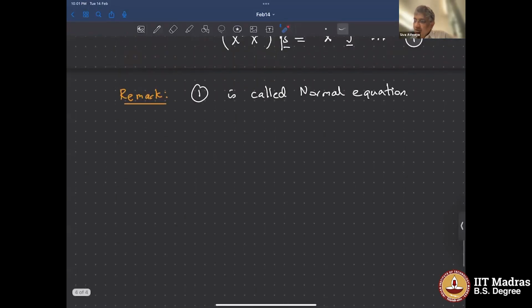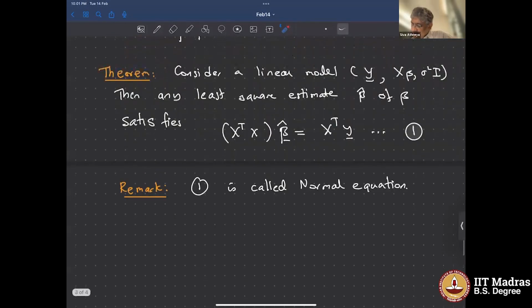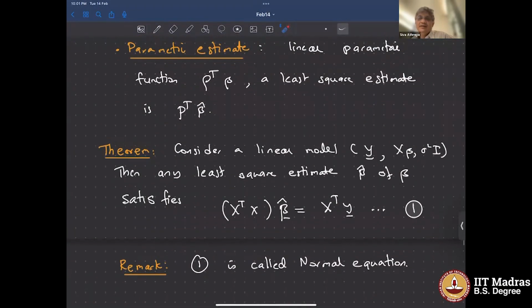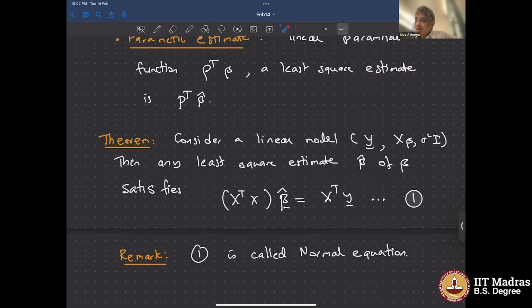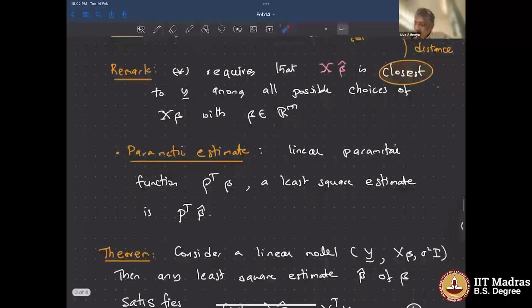Okay, so now we have just stated this theorem, which states that you have a linear model, and it tells you if a least square estimate exists, then it has to satisfy the normal equation. That's one thing that we'll try and show. But before we do this, I'll just try to give you an intuition of what the least square estimate is.